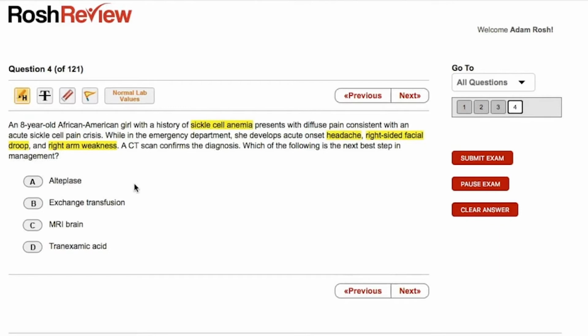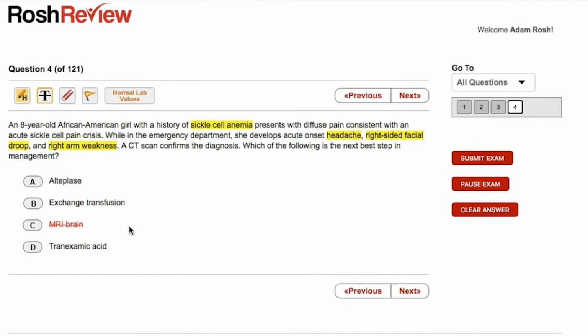I'm going to start with MRI of the brain. Ultimately, MRI of the brain will be required. However, we already have a CT scan that probably ruled out an acute hemorrhage. So MRI is only going to delay management, right? The question is asking for the next step in management. So MRI is not the best answer choice here.